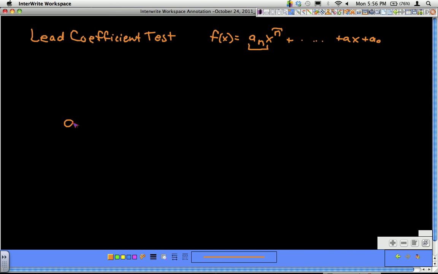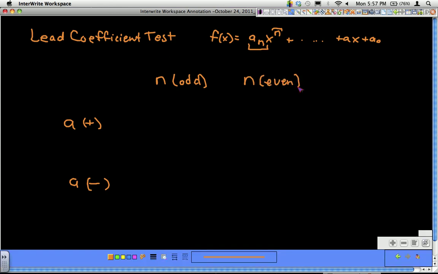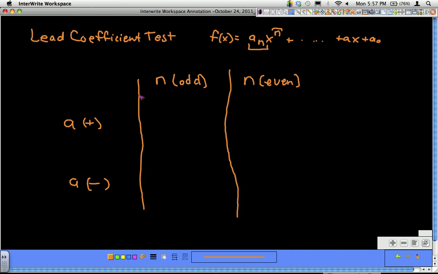So here's the two things that we're going to look at. Our lead coefficient a, one of two things: either a is going to be positive or a is going to be negative. Then we're also going to look at our n value here. Either n is going to be odd, or obviously n could be even. So 4 different possible combinations that we can deal with here.